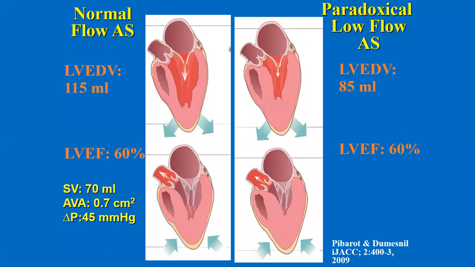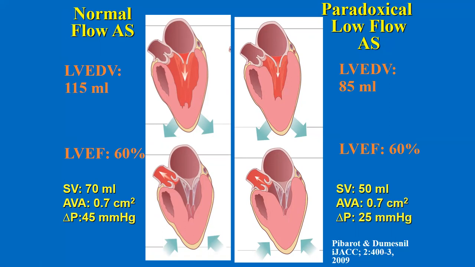In a patient who has paradoxical low flow aortic stenosis, you may observe in this cartoon that the thickness of the left ventricle walls is increased, so they have left ventricular hypertrophy. Therefore, the cavity size is smaller. Left ventricular end diastolic volume is only 85 milliliters, and the left ventricular ejection fraction is still normal, 60.